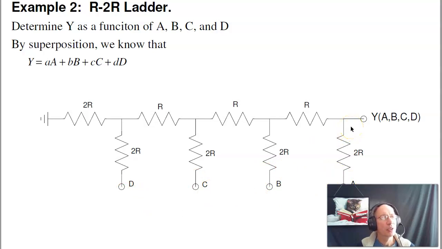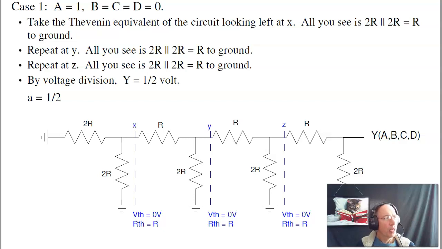Now by superposition, I know that the output will be a linear combination of something times D, something times C, something times B, and something times A. So I know this is what the output's going to look like. This is a linear circuit, so it's got to be linear. To analyze, let's find each of these terms one at a time. The first one, to find A, I'll set D, C, and B equal to 0, A equal to 1.